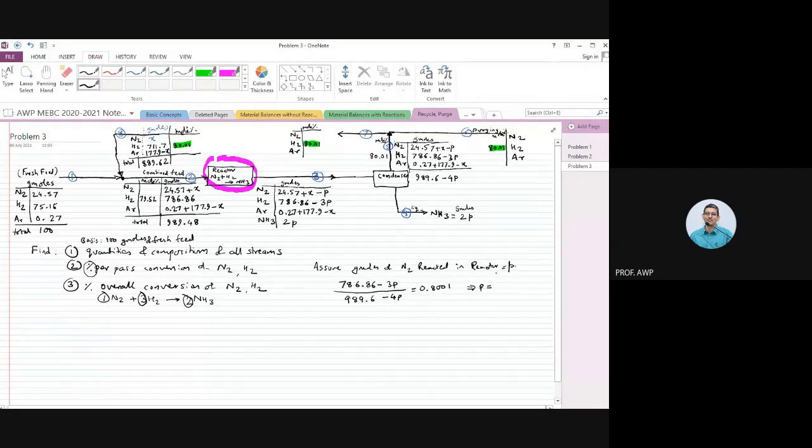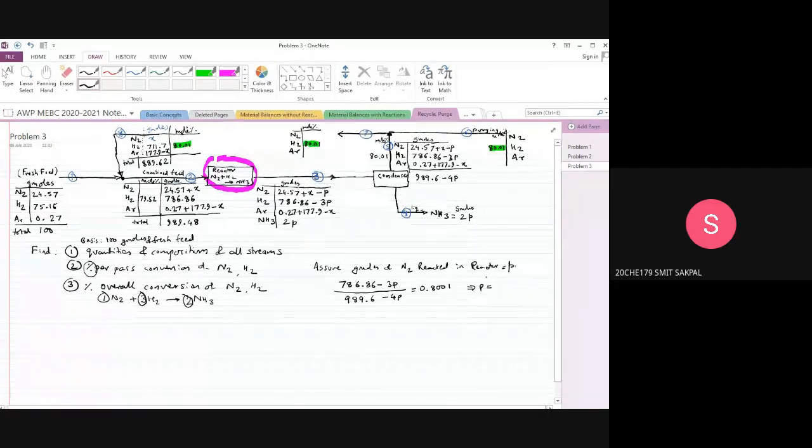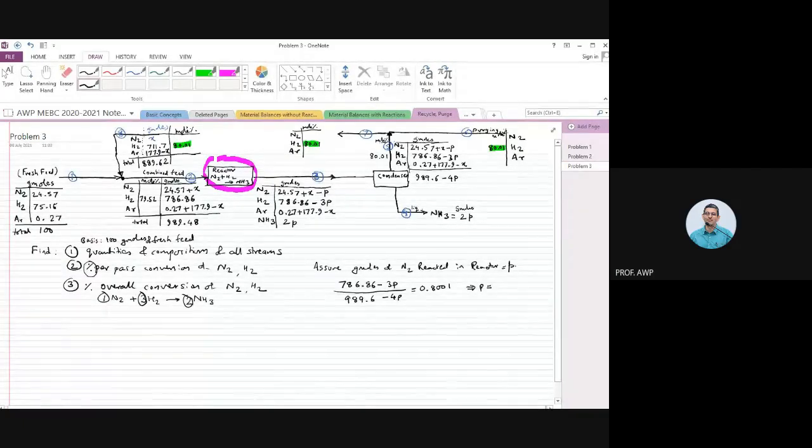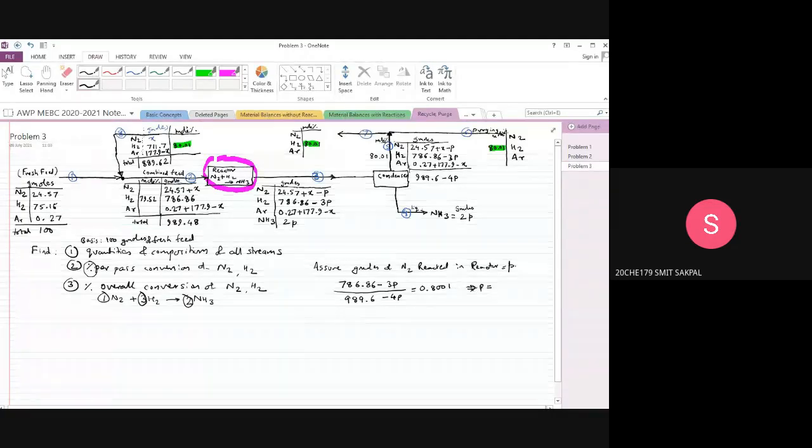Smith, have you got P? No, sir. Can you get it from this equation now? Yes, sir. Okay, get it.